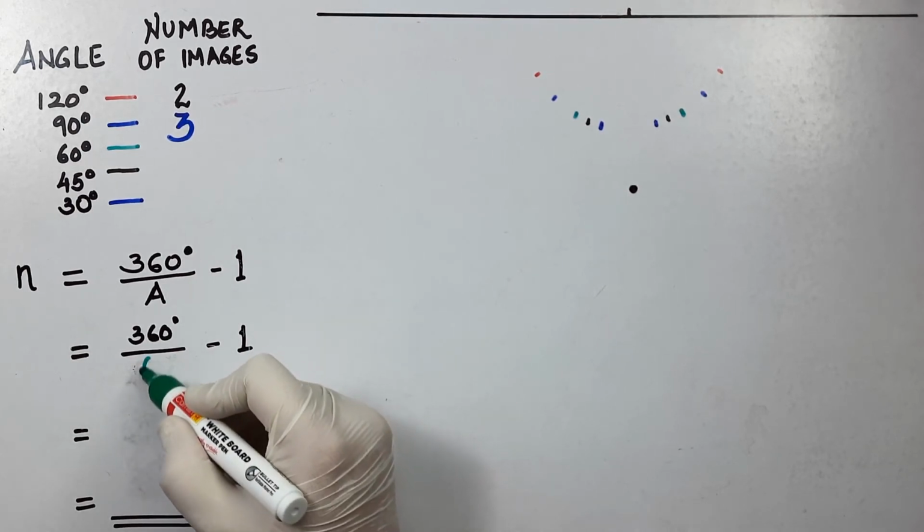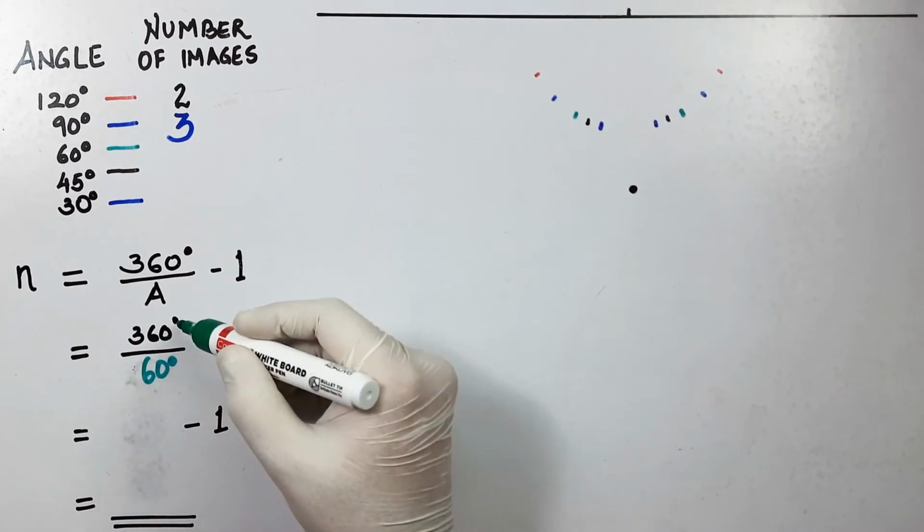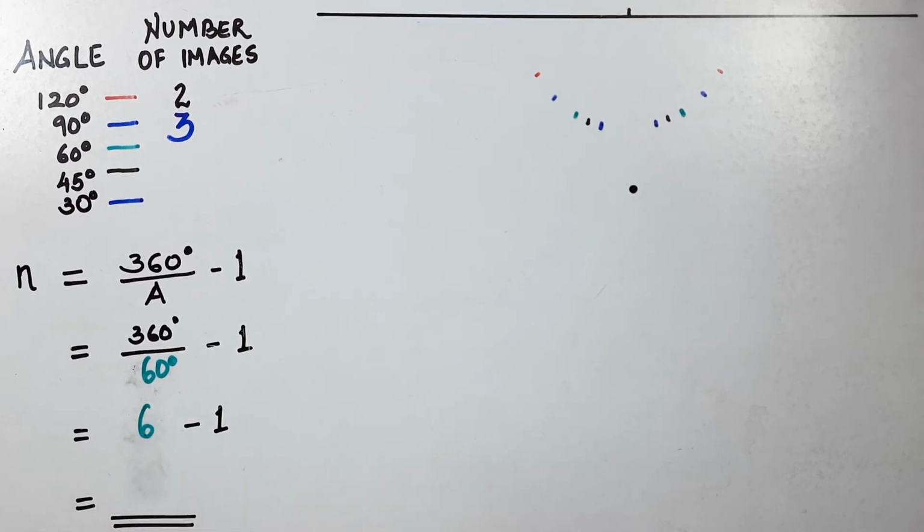Let us look at what happens when we decrease the angle between 2 mirrors to 60 degrees. So let us do the calculation. I am going to put the angle between the mirrors at 60 degrees. 60 goes into 360 6 times, and therefore I have 6 minus 1. I should be able to see 5 images. Let us check practically, does it happen?